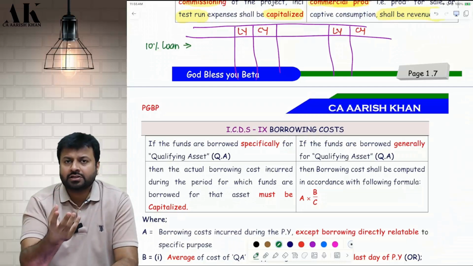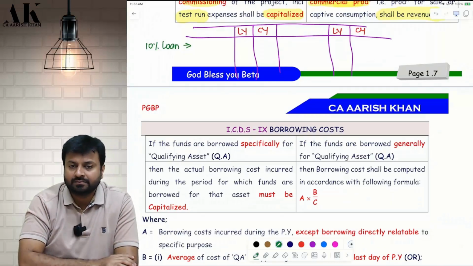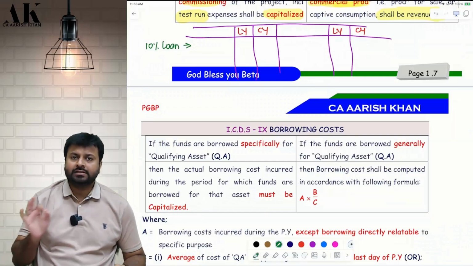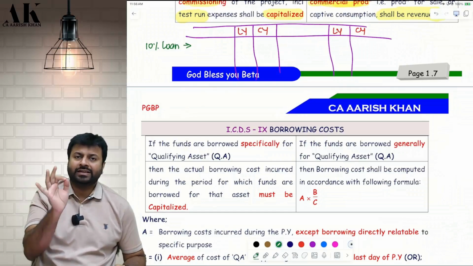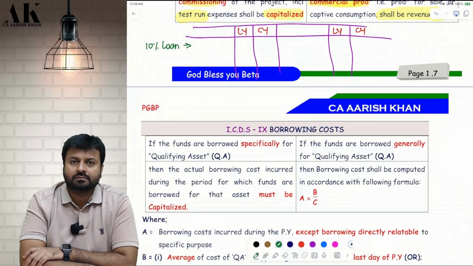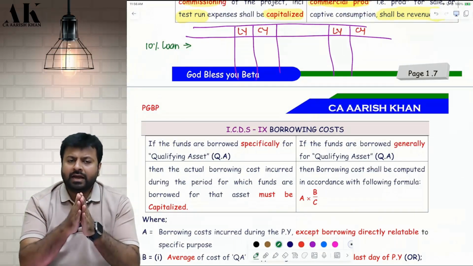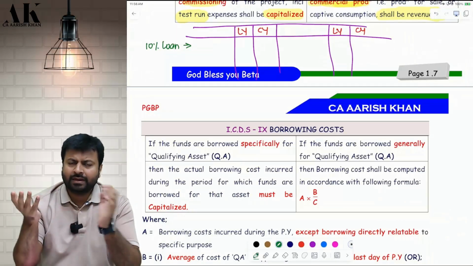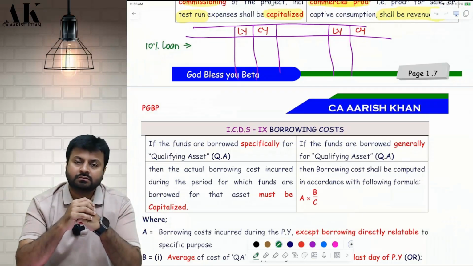In the language of taxation law and in the language of financial reporting, such assets are called qualifying assets. And the definition of qualifying asset as per financial reporting is any asset which takes substantial period of time for it to be ready for its intended use. That asset will be called a qualifying asset. So for example, I have taken 10% loan. And when I went to the bank, they will ask me, why do you want the loan? I said, I want a loan for this qualifying asset because I want to construct this asset.